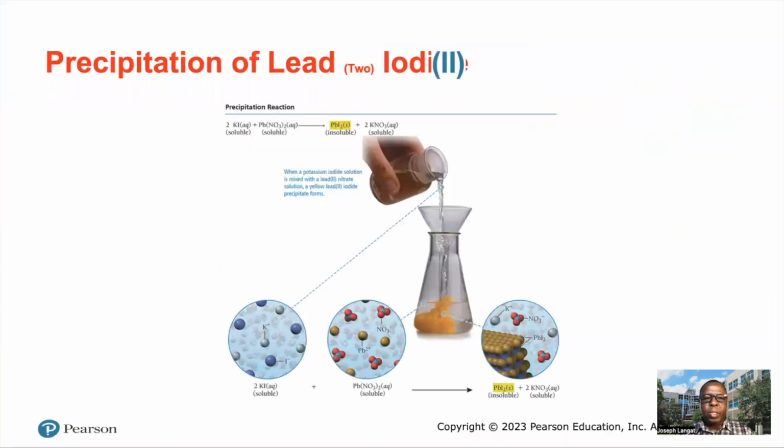For example, here is the reaction between potassium iodide and lead 2 nitrate to form an insoluble lead 2 iodide and potassium nitrate. I will use this example to show you how you can use the solubility chart to predict a precipitate.